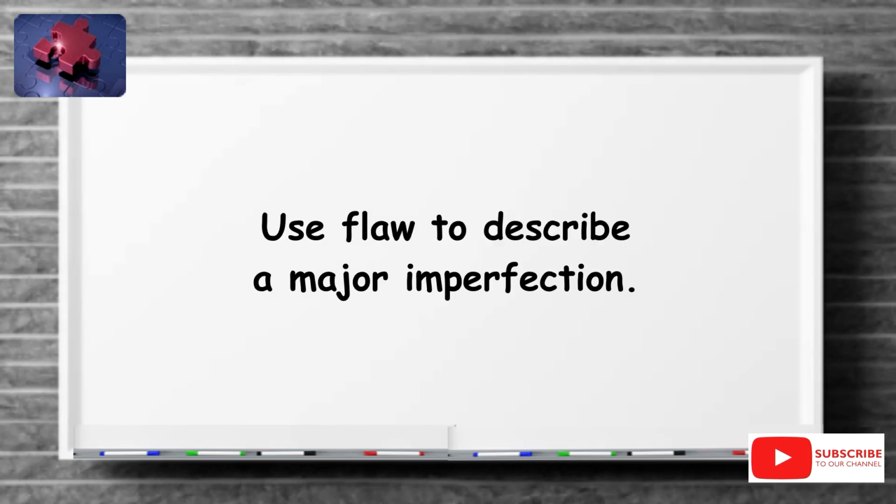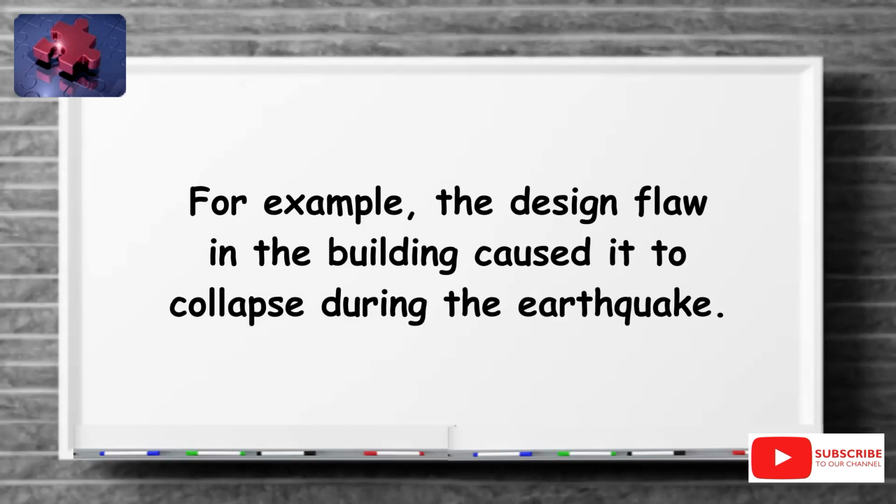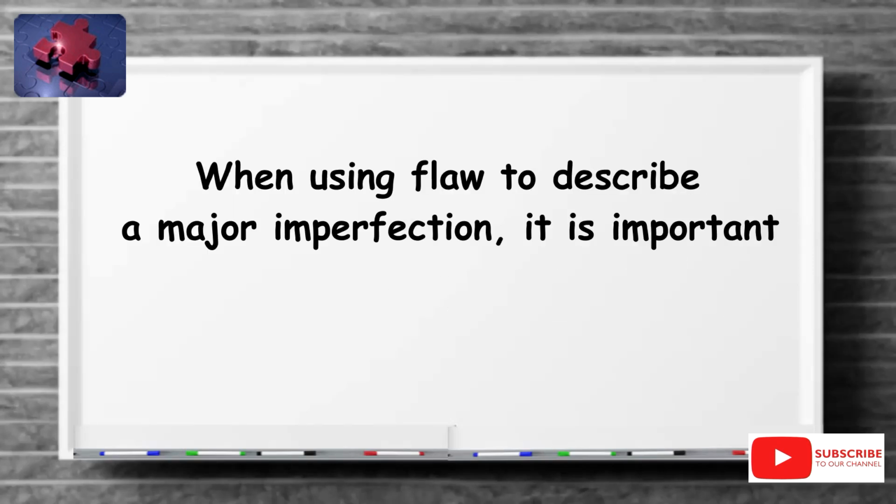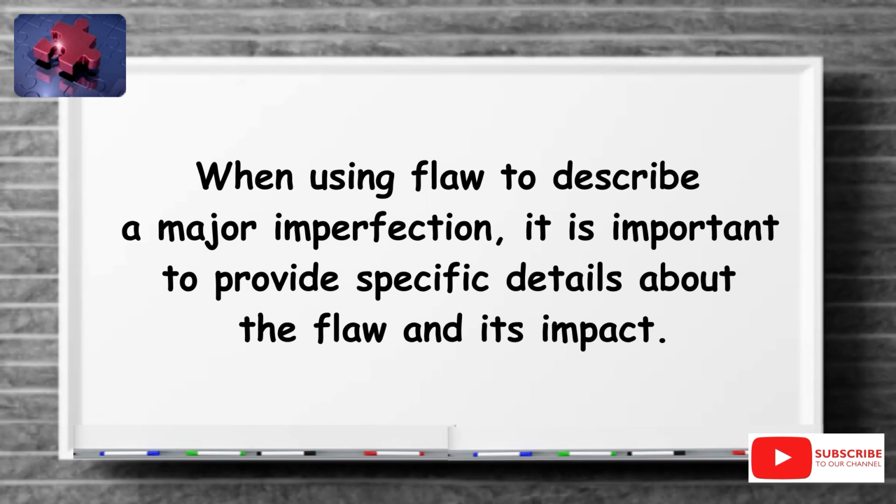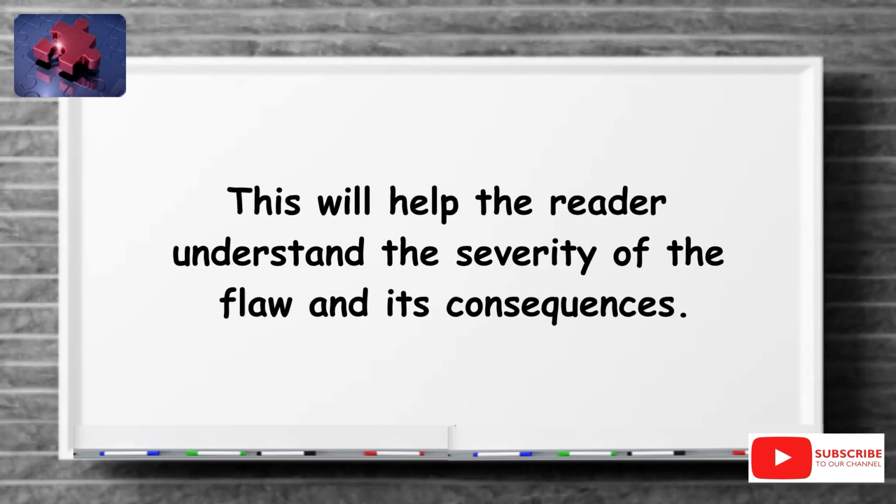Use flaw to describe a major imperfection. For example, the design flaw in the building caused it to collapse during the earthquake. When using flaw to describe a major imperfection, it is important to provide specific details about the flaw and its impact. This will help the reader understand the severity of the flaw and its consequences.